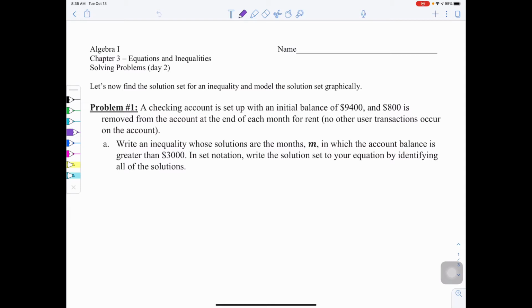Our next lesson is called Solving Problems Day 2. Let's now find the solution set for an inequality and model the solution set graphically. In the previous lesson we did solving problems, but they were equations. Today we're going to concentrate on inequalities. We'll start with problem number 1.